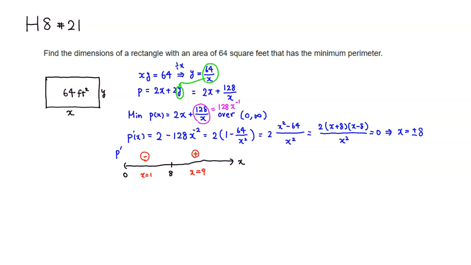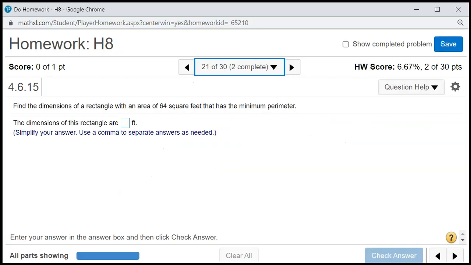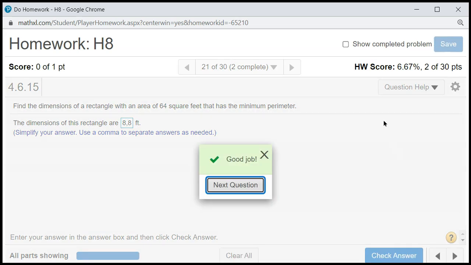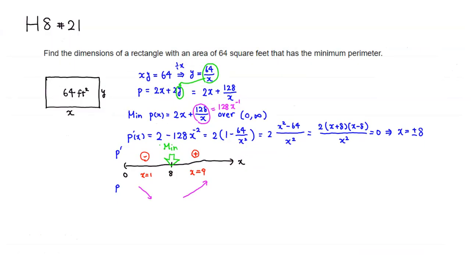Which means that the p function is decreasing before 8 and increasing after 8, so we have an absolute minimum at 8. The minimum happens right here. So let's go back: it's at 8, so the dimensions of the rectangle are 8 by 8. The problem says to use a comma to separate answers, so 8 comma 8. All right, let's see what it says. We got that. All right, that's it. I hope that this was clear.